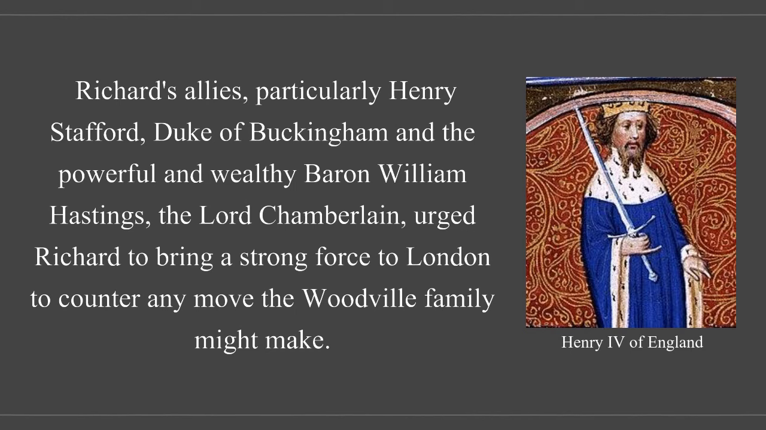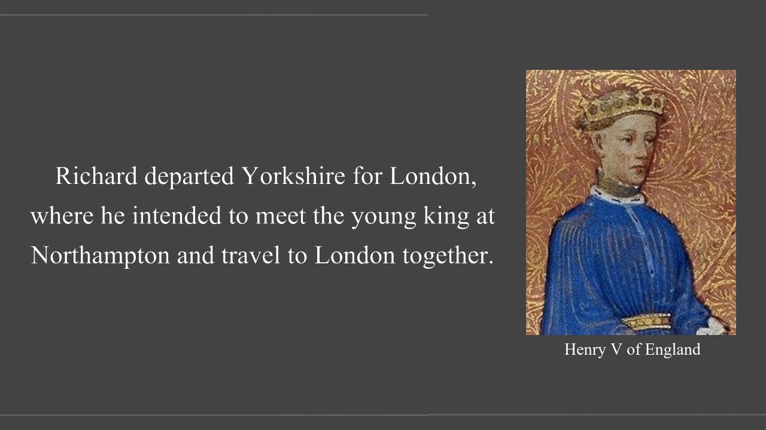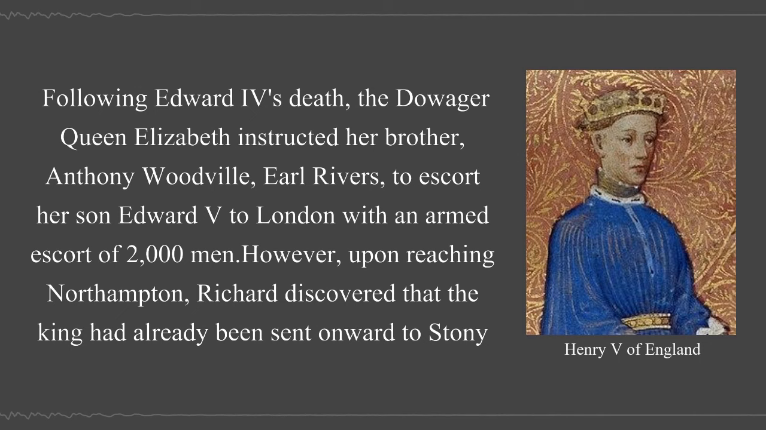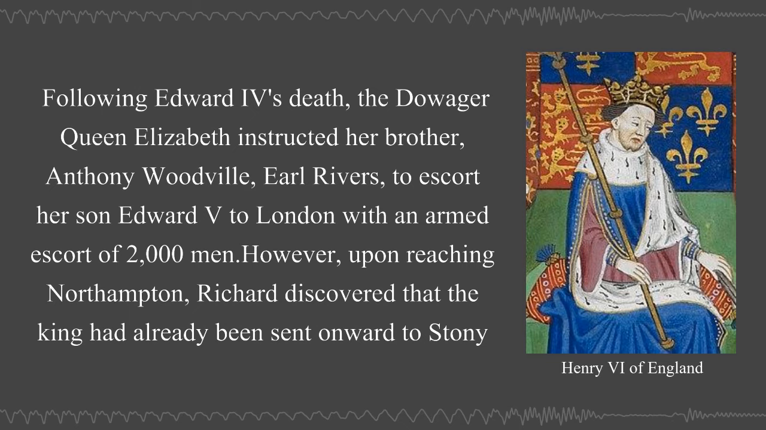Richard departed Yorkshire for London, where he intended to meet the young king at Northampton and travel to London together. Following Edward IV's death, the Dowager Queen Elizabeth instructed her brother, Anthony Woodville, Earl Rivers, to escort her son Edward V to London with an armed escort of 2,000 men. However, upon reaching Northampton, Richard discovered that the king had already been sent onward to Stony Stratford in Buckinghamshire.